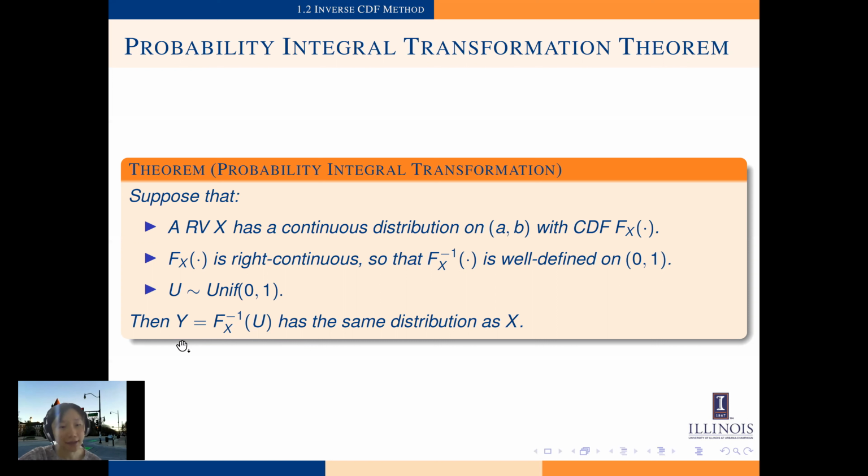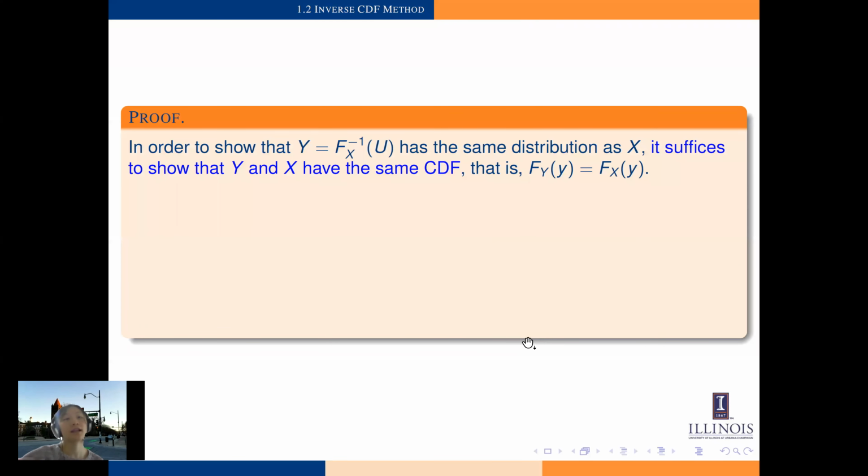So why exactly does Y obtained this way have the same distribution as the original X? Let's see a proof for this. In order to show that Y has the same distribution as X, it suffices for us to show that Y and X have the same CDF. In other words, F_Y(y) is equal to F_X(y) for any possible y value.